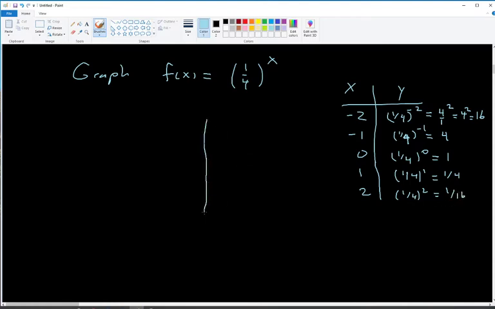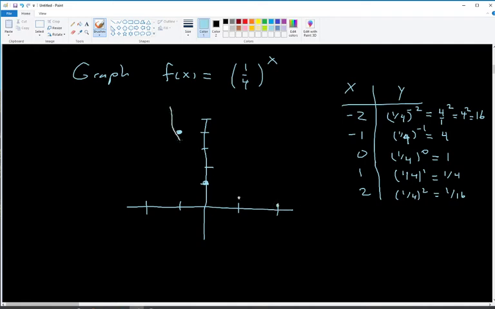So for this one, I'm not going to be able to graph -2 because it's up there at 16, and that's pretty tall, I guess. So we're going to just keep in mind that at -2, we're way up here at 16 somewhere. At -1, our y value is 4. At 0, our y value is 1. At 1, our y value is 1/4. And at 2, our y value is 1/16.